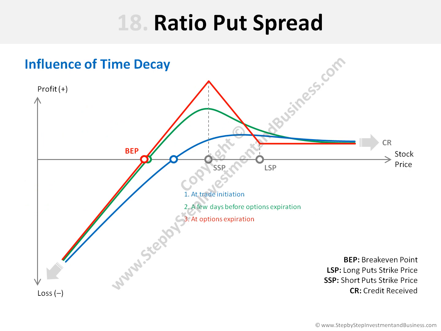In this graph, we can see the influence of time decay on the position. On the vertical axis, the profits and losses of the position are indicated, and on the horizontal axis, the stock price is indicated. The blue curve indicates the profits and losses at trade initiation. As we get closer to options expiration, the curve of profits and losses is like the one shown in green. And finally, at options expiration, the curve of profits and losses is the one shown in red. For this strategy, time decay typically helps the position.